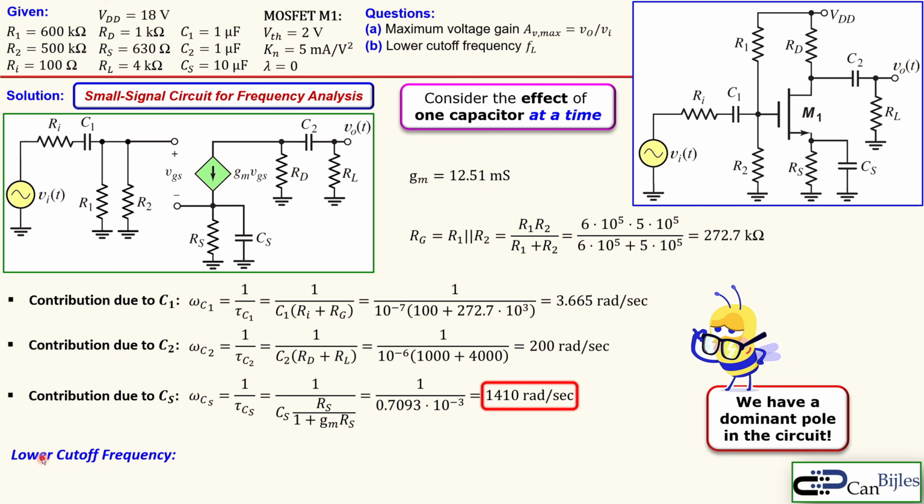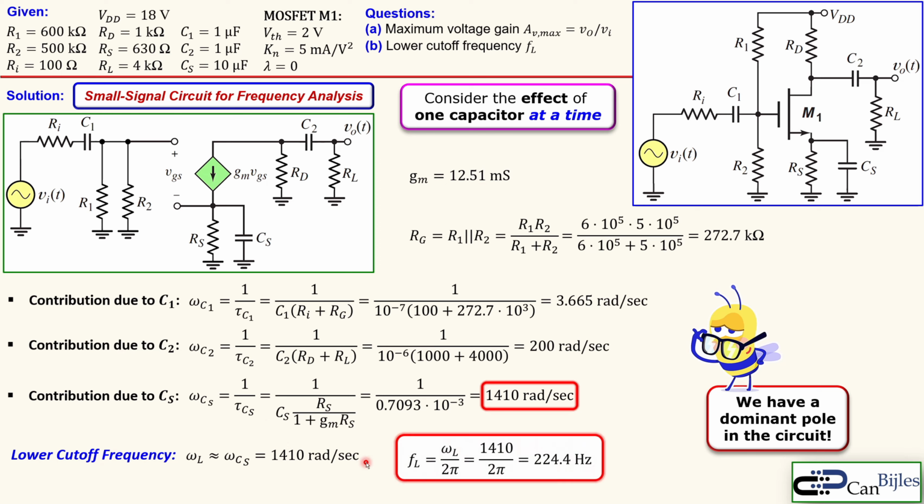So I can say the following: the approximate lower cutoff frequency, omega L, is approximately this pole frequency, which is due to the CS only. So I can say 1410 radians per second. If this was, for example, let's say 700 or maybe 600, I cannot say that. This is then too close to this 200. In this case, I am way above that. So that means I can assume that this is a dominant pole.